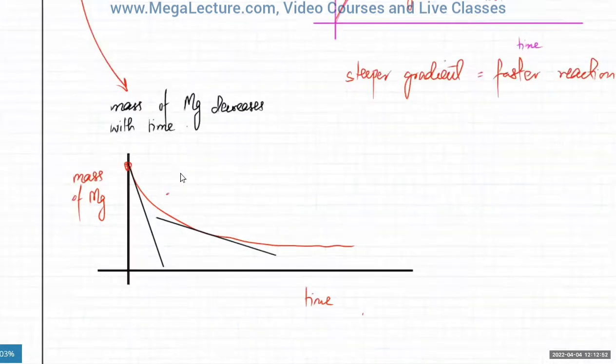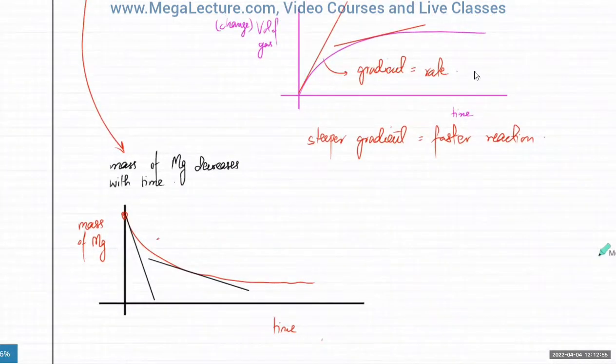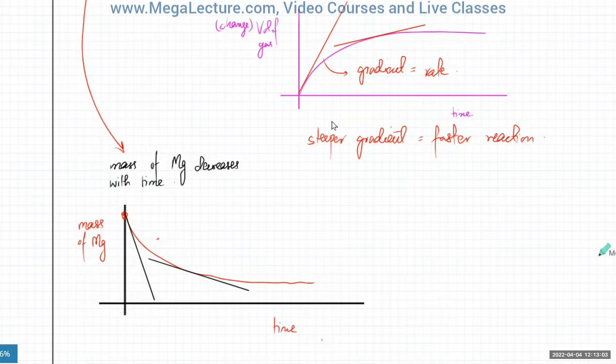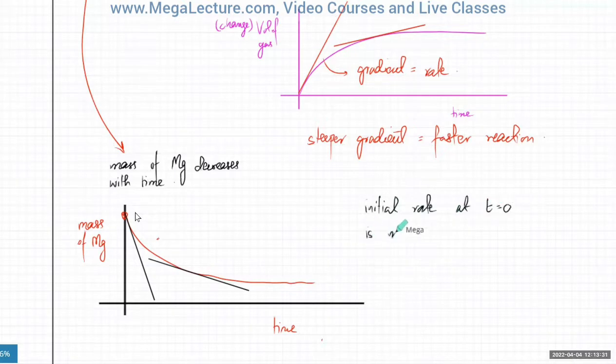So you might be asked to plot. They might give you data, you'll plot the graph, and then you'll figure out the gradient at a particular time. They're going to ask you to measure the rate of the reaction at a specific time. Normally the initial rate is always measured. Initial rate is important for comparison purposes because every reaction slows down. So normally initial rates at t equals 0. The gradient at t equals 0 is measured for comparison purposes.